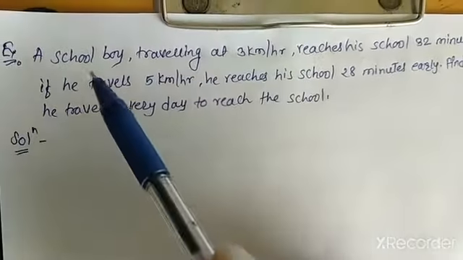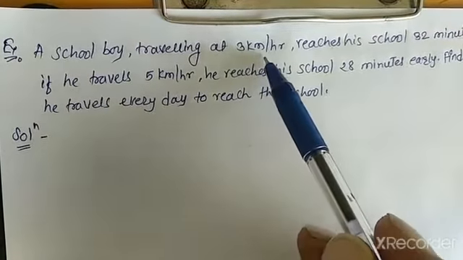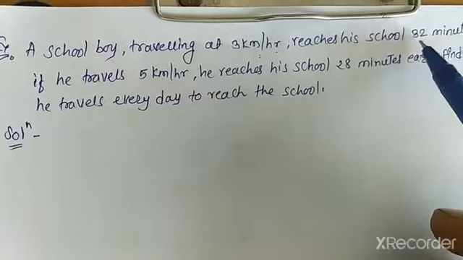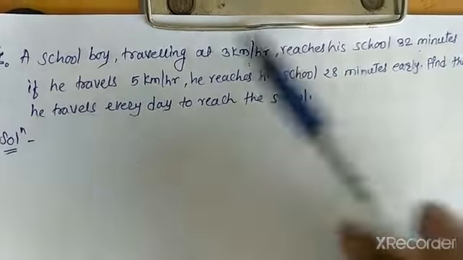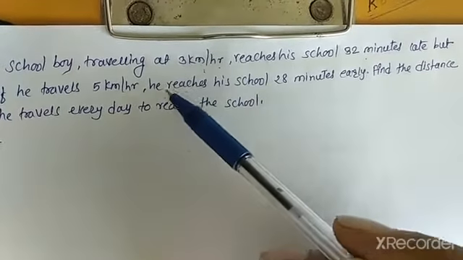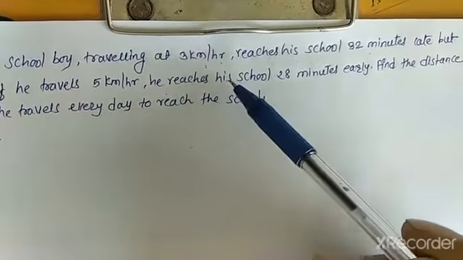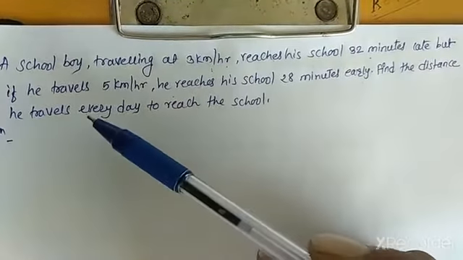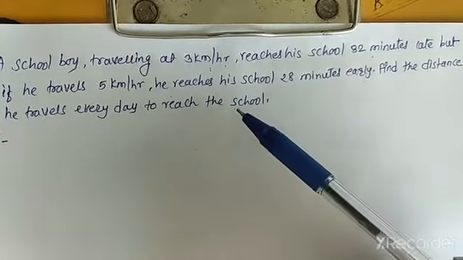Now consider the example. A schoolboy traveling at 3 km per hour reaches his school 32 minutes late. If he travels at 5 km per hour, he reaches his school 28 minutes early. Find the distance he travels every day to reach the school.